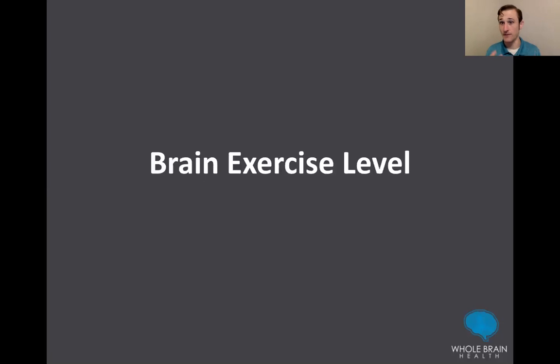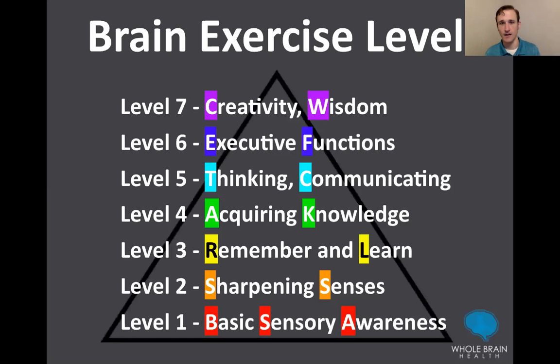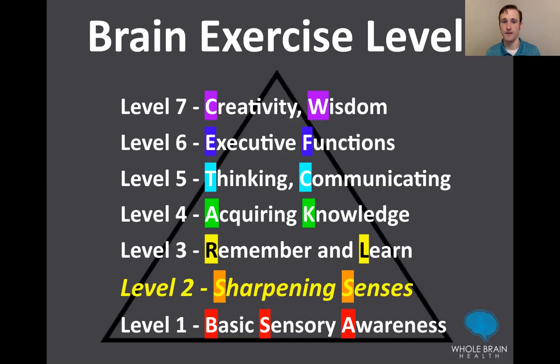To give you a little bit of context about how we're exercising our brain and what level we're exercising it at, we're going to look at where we fall in the exercise level pyramid here. So we've got levels 1 through 7. And our optical illusions are going to be falling in level 2, sharpening our senses, because we are using our vision in this case, and we're processing that input.